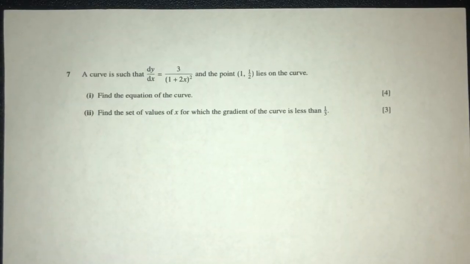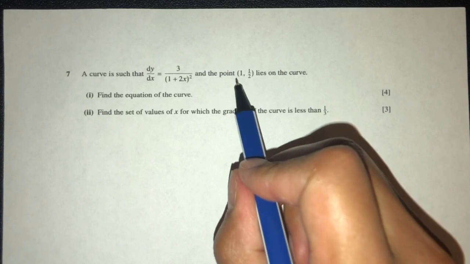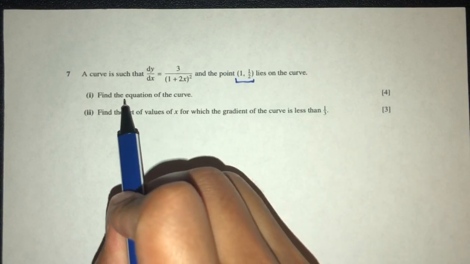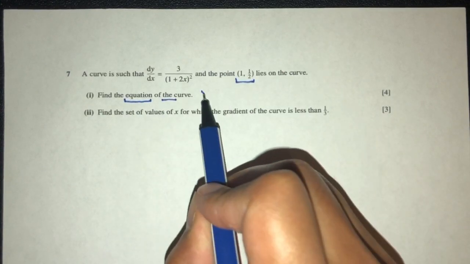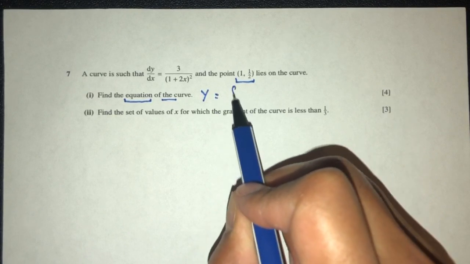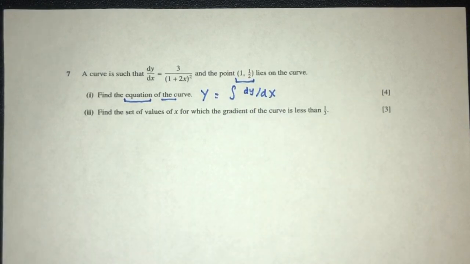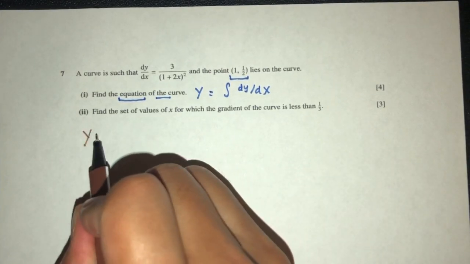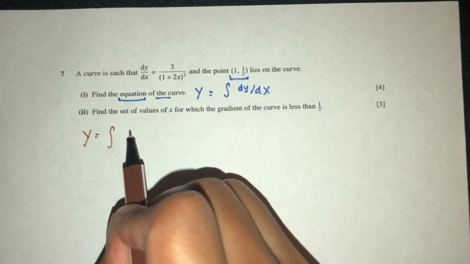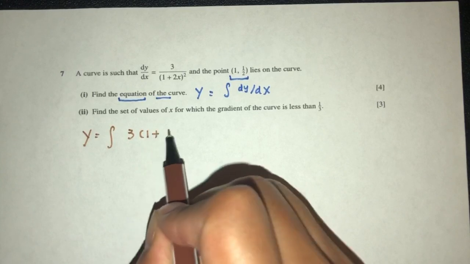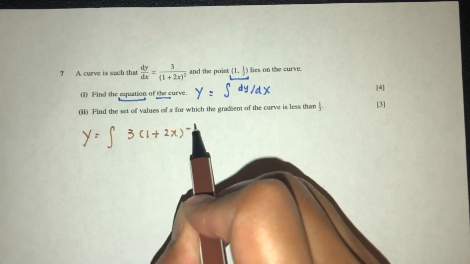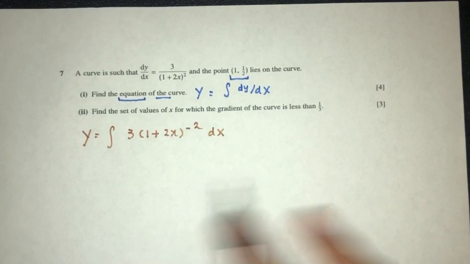A curve is such that dy by dx is equal to this. Okay, at the point, and the point lies on the curve. So we have a passing point on the curve. Part 1, we have to find the equation of the curve, which is we have to find y. Pretty easy. y will be integration of dy by dx. So let's find this. y will be integration of 3, we can send this up, that should be 2x power minus 2 dx.